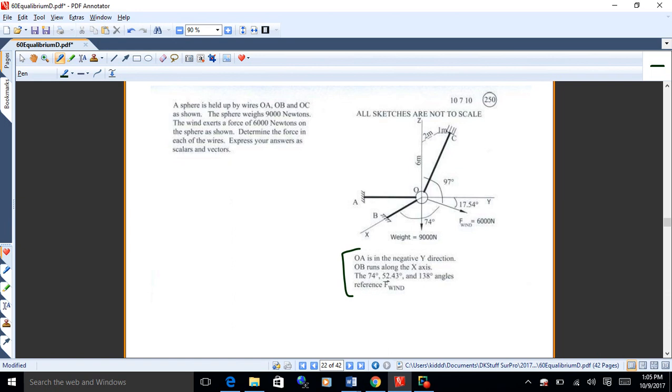Excuse me, I just misspoke, didn't I? OA is in the negative y direction. OB runs along the x-axis. And then the angles there reference the force of the wind. So why don't you come up with the wind force as an x, y, z vector, a Cartesian vector.